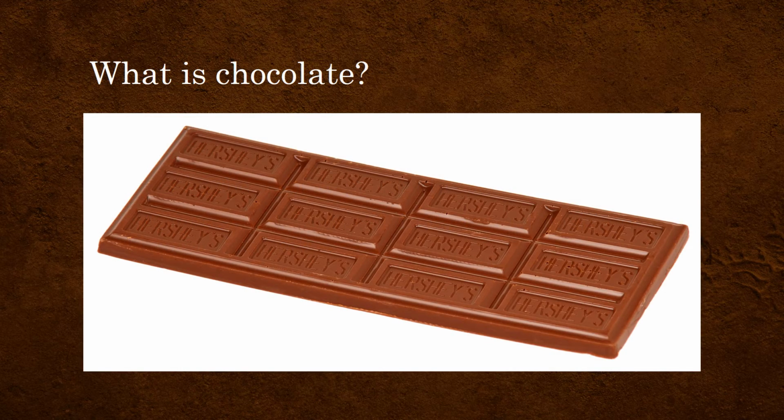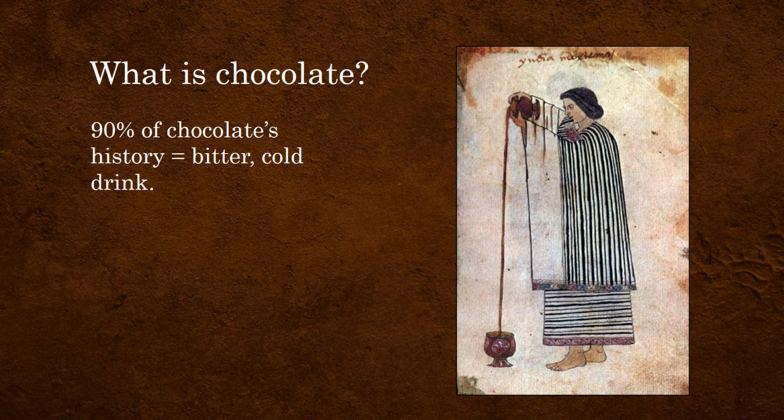So what is chocolate exactly? The way we think of chocolate is as a solid, sugary confectionery, like a chocolate bar. But this isn't the way chocolate was for most of its history. In fact, for 90% of chocolate's history, it was a drink, and not just any drink, one that was bitter and cold. Its flavor would have been more akin to coffee than what we would associate as chocolate.